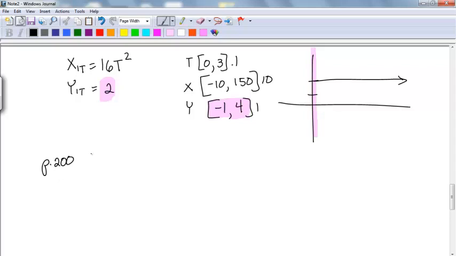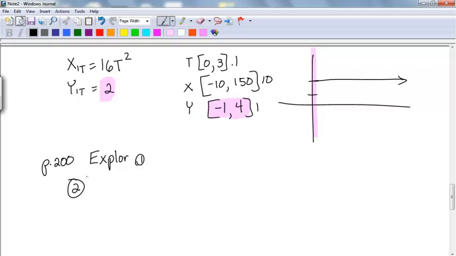Okay, look at Exploration number 1. We're going to look at problem 2 on that. Go down to the middle of the page. It says train A leaves city A at 10 a.m. heading towards city B, 300 miles to the east.